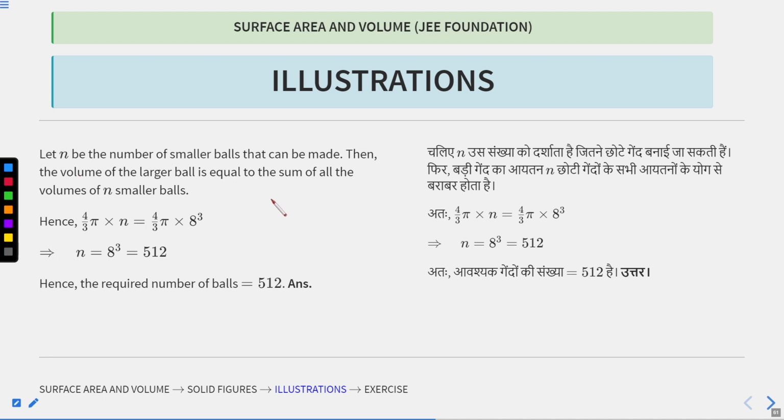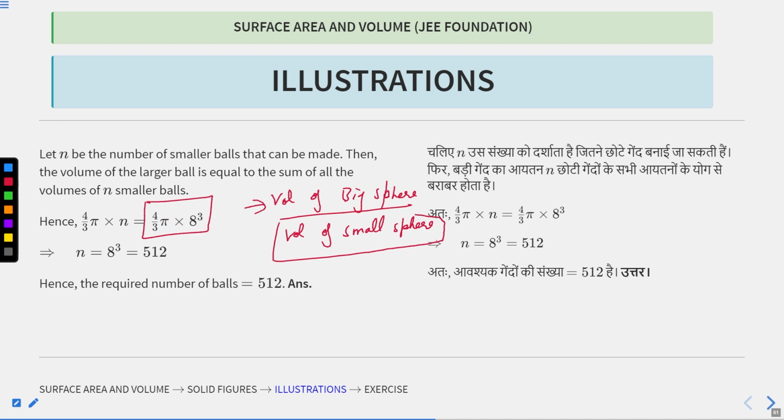Volume of the big sphere divided by volume of the small sphere. I know this volume, this is my 4 pi by 3 times 8 cube, and I know this volume, this is my 4 pi by 3. Doing this will give me n, and n is the number of smaller balls that can be made.